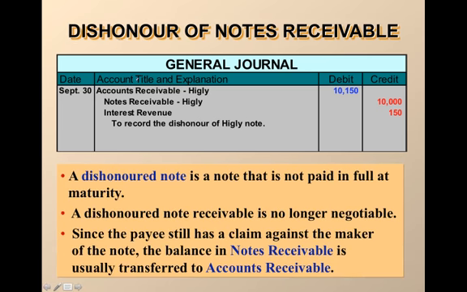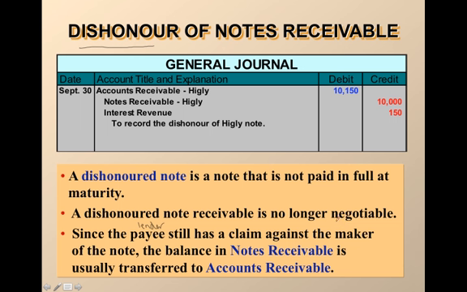When someone dishonors a notes receivable, it means they are not paying. So a dishonored note is a note that is not paid in full at maturity. And a dishonored note receivable is no longer negotiable, by law. Since the payee still has a claim against the maker, the payee is the person who loaned the money, the lender, remember? And the maker is the person who owes the money.